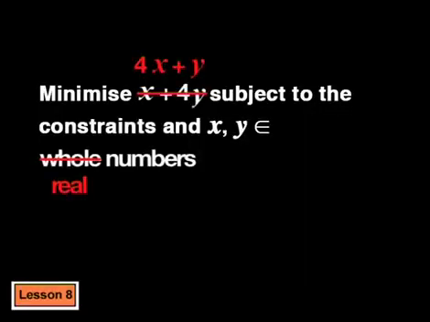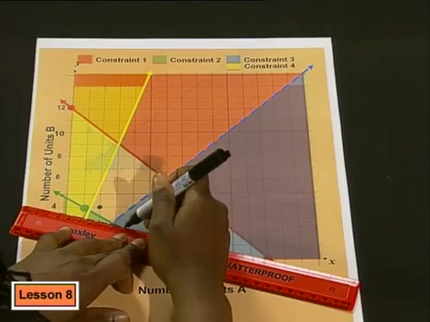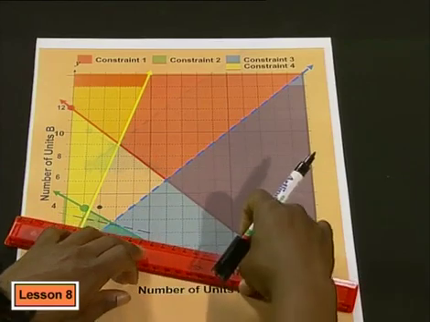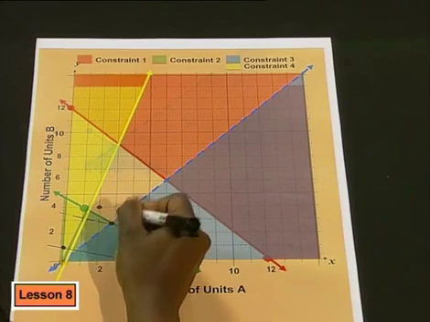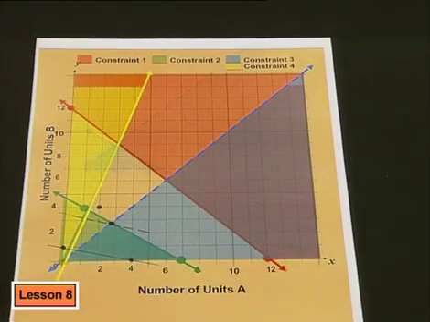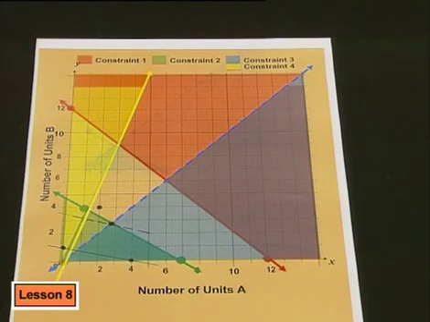Now, how do you think the solution would be different if we changed the objective function to 4x plus y and changed the limitations on the variables to real numbers? For a start, x and y can now have fraction values. The new search line will look like this. With this search line, the optimal solution will lie at this vertex here. Now we have another difficulty.